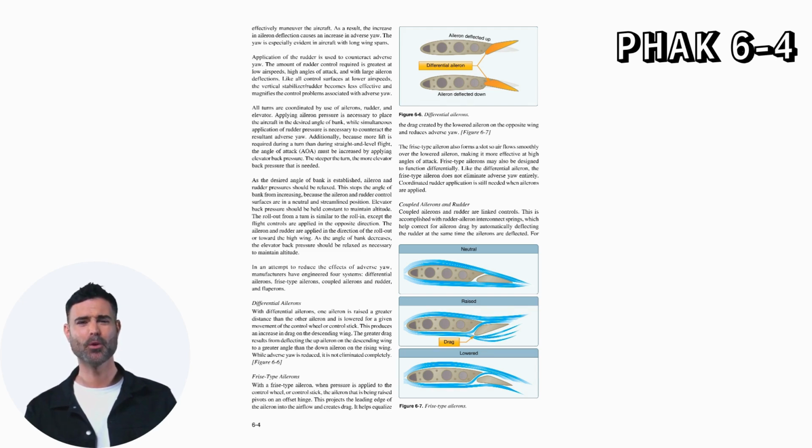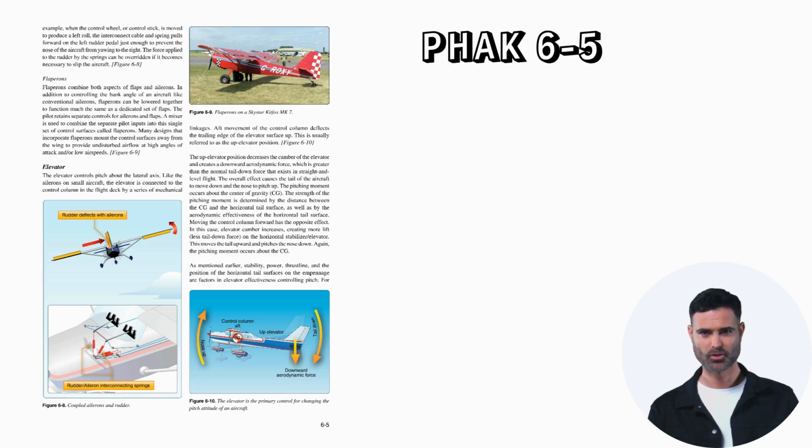Coupled ailerons and rudder. Coupled ailerons and rudder are linked controls. This is accomplished with rudder-aileron interconnect springs, which help correct for aileron drag by automatically deflecting the rudder at the same time the ailerons are deflected. For example, when the control wheel, or control stick, is moved to produce a left roll, the interconnect cable and spring pulls forward on the left rudder pedal just enough to prevent the nose of the aircraft from yawing to the right.